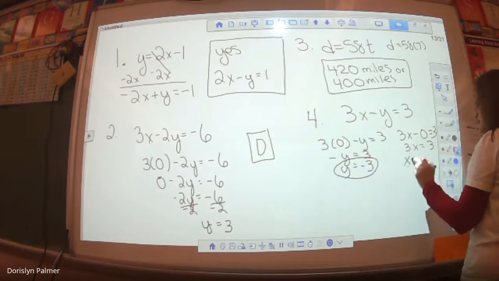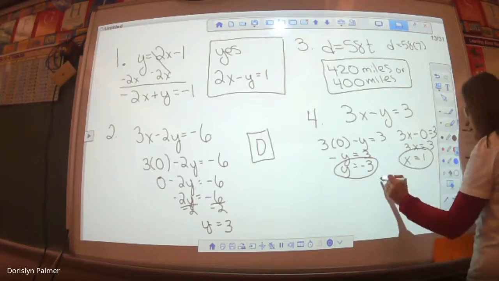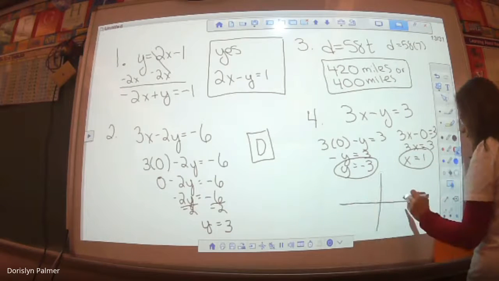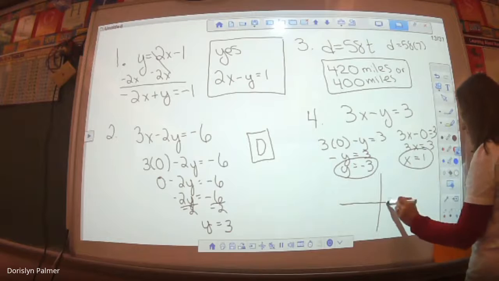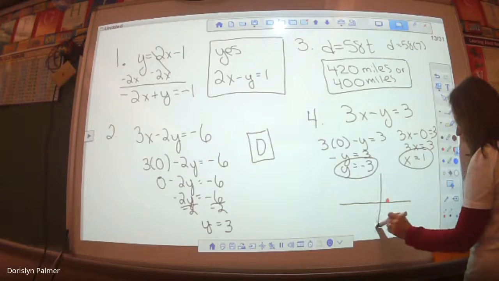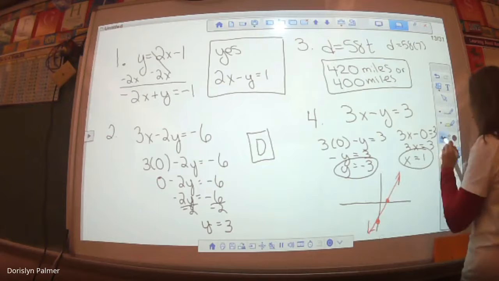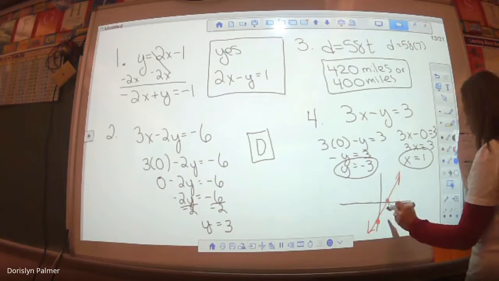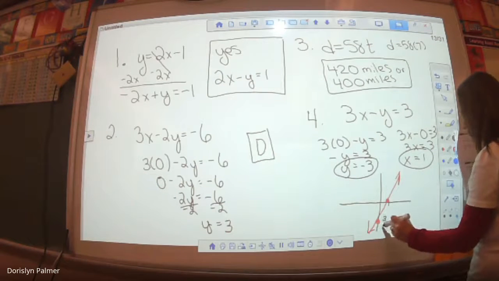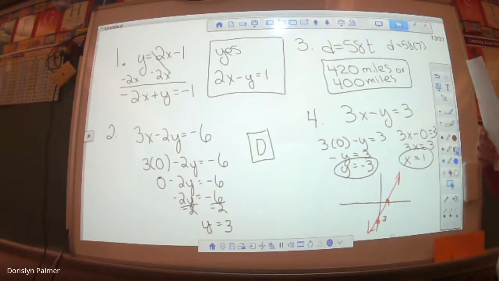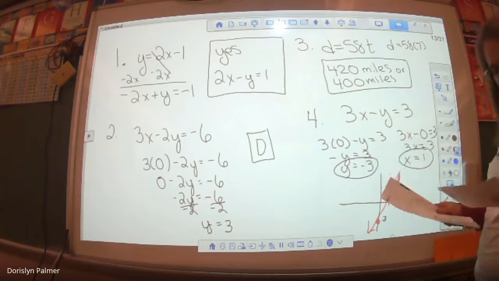And I think most of you did get x equals 1. You had a little graph here, and all you have to do is graph your intercepts. X is 1, y is -3. Draw your line. It should have looked like that. That one was worth 3 points.